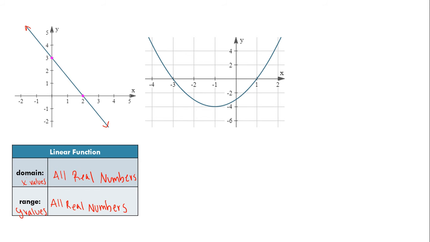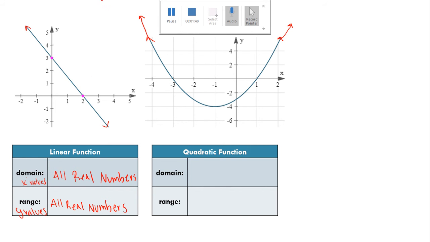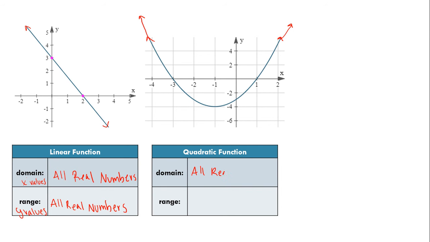Next, if we look at a quadratic function, the domain here, these are going on forever. So as these lines increase, I can plug in any x. This is just going to get wider and wider in the positive x direction. Same thing here in the negative x direction as I plug in more and more negative x values. I'm still going to have points on that graph. So again, my domain is all real numbers.